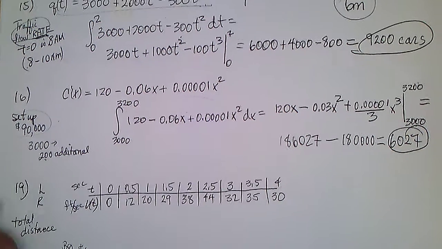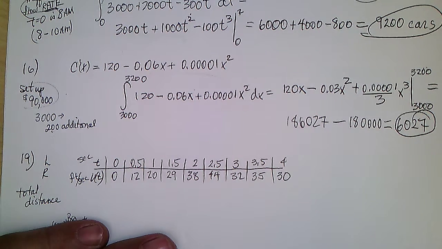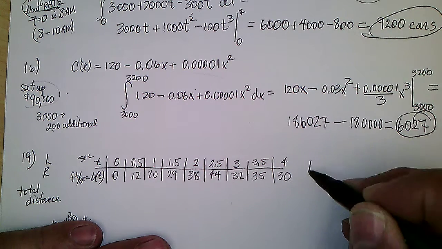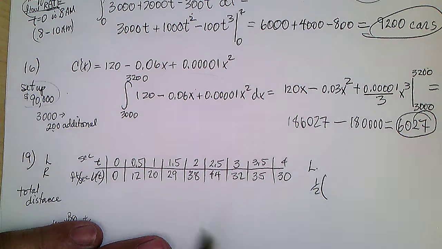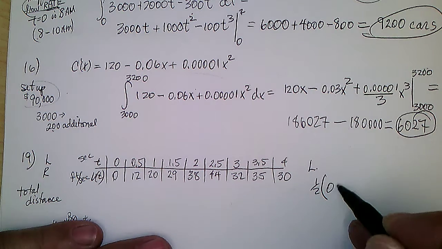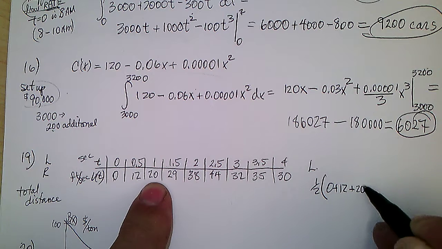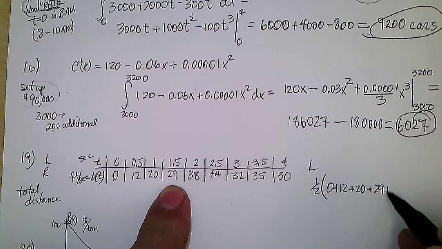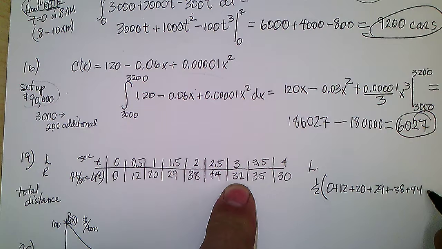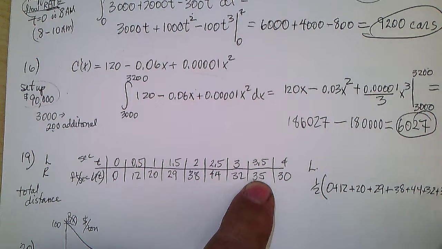Okay, total distance. Using left and right if we have just a table. So the left, each one of these is a half wide. So I'm going to have, for the left, 1/2 times the left of this first one is 0. Plus the left one of this one is 12. Plus the left of this one is 20. Plus the left of this one is 29. Plus 38. Plus 44. Plus 32. Plus 35. And that was the last one, the left of the last.